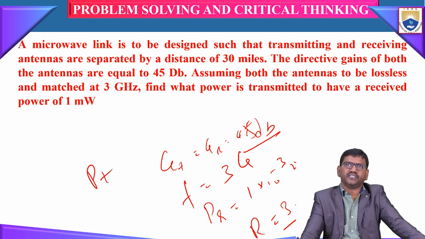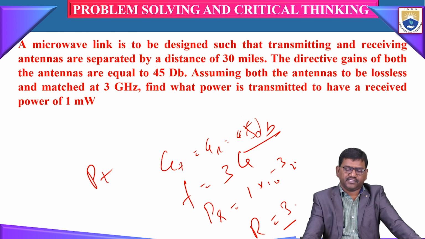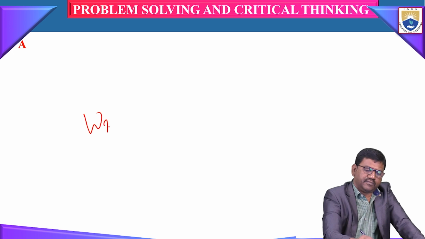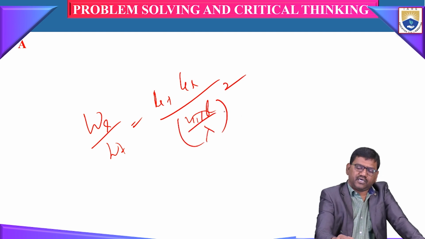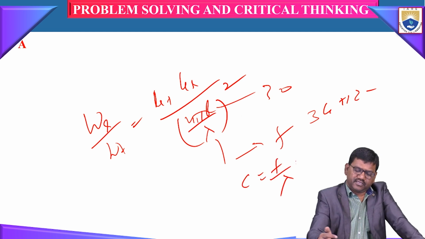So we are going to apply the Friis transmission formula, where the ratio of power received to the power transmitted depends upon the gains. So WR by WT is equal to GT GR by 4 pi r by lambda whole square. So R is given as 30 and lambda depends upon the value of F, that is 3 gigahertz given. So C is equal to F lambda. We substitute here lambda is equal to C by F. So C is equal to 3 into 10 power 8, F is equal to 3 into 10 power 9.